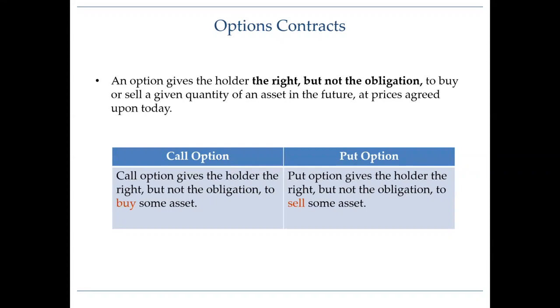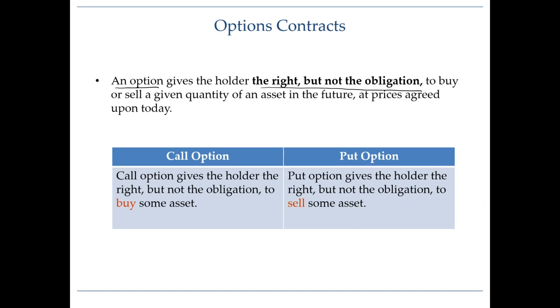Take a look at the position of call option buyer. Before we do that, just a quick reminder that an option contract is a derivative security that gives the holder the right but not the obligation to buy or sell an underlying asset. In our case, that underlying asset happens to be foreign currency.